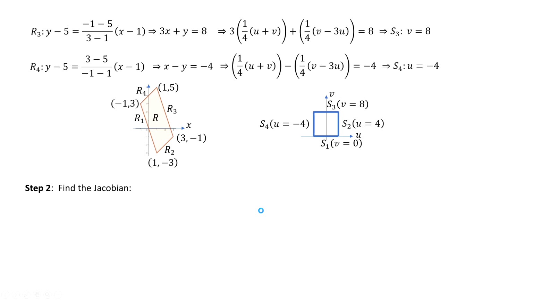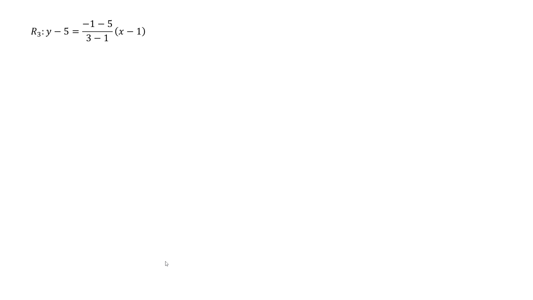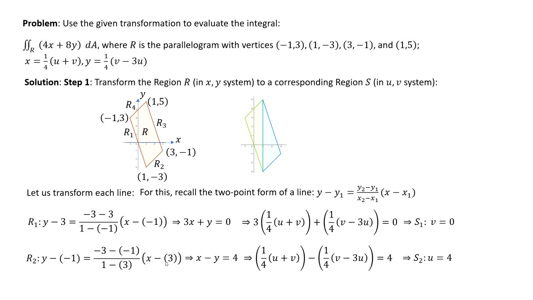So now, step 2. Step 1 was to transform the region. You had a certain region in xy. What is it going to be in uv? Applying the transformation, that was our step 1. Step 2 is to find the Jacobian. Any idea why we are doing all these steps? Let me go back and show you.